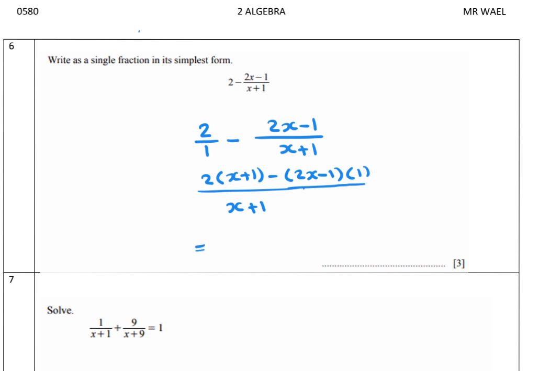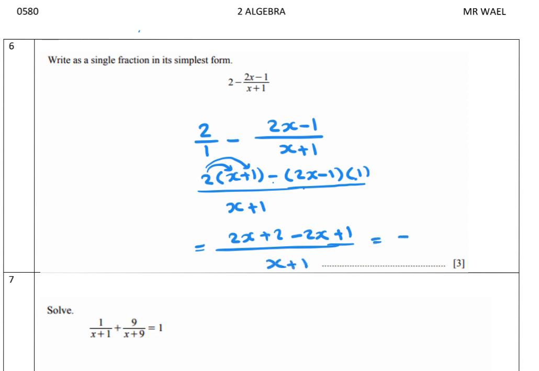before simplifying. Now 2 times x equals 2x. 2 times 1 equals 2. This negative 1. Negative 1 times 2x, so negative 2x. And negative 1 times negative 1 equal positive 1, over same denominator, which is x plus 1.